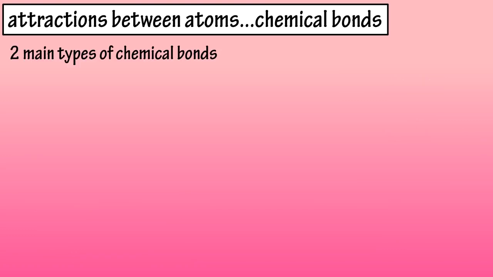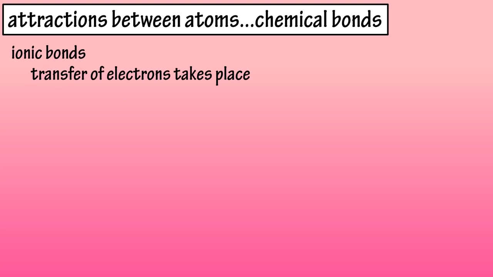There are two main types of chemical bonds: ionic bonds and covalent bonds. Ionic bonds are bonds where the transfer of electrons takes place. Let's see how this type of bond works.